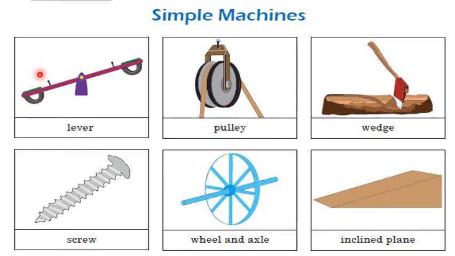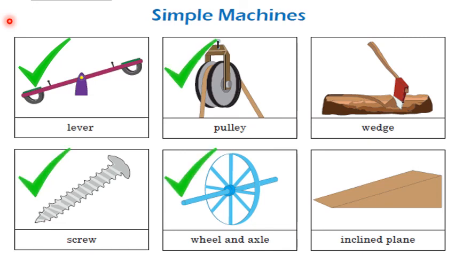So the simple machines which we are going to learn are lever, pulley, screw, wheel and axle, and incline machine. These are the 5 simple machines which we are going to learn one by one. The first simple machine which we will learn is the lever. So let's begin with the lever now.